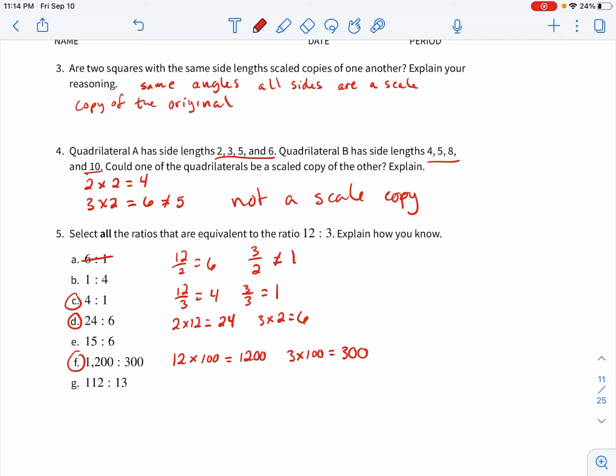The second one, I just know that my first number is bigger and my second one's larger, so this can't be an equivalent ratio. Right? 4 to 1, 12 divided by 3 gives me 4. 3 divided by 3 gives me 1. So this checks off. This is a scale factor of 1/3, so that works.